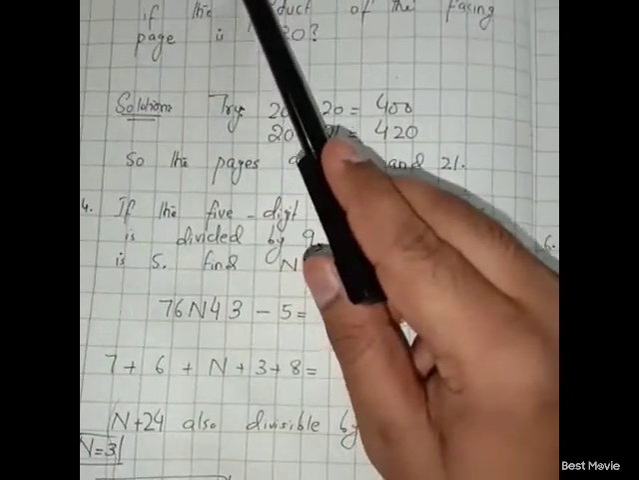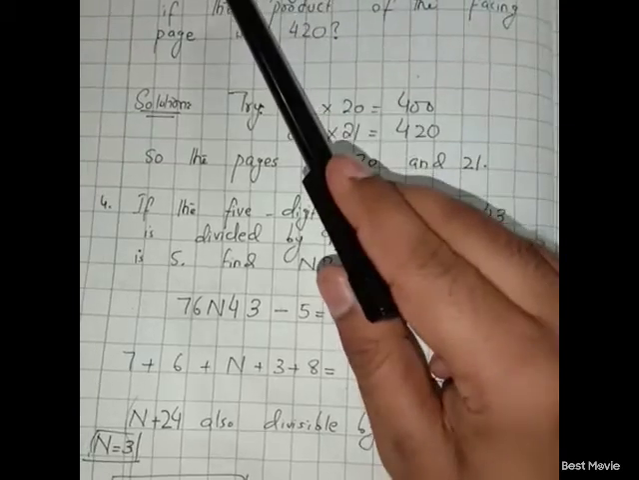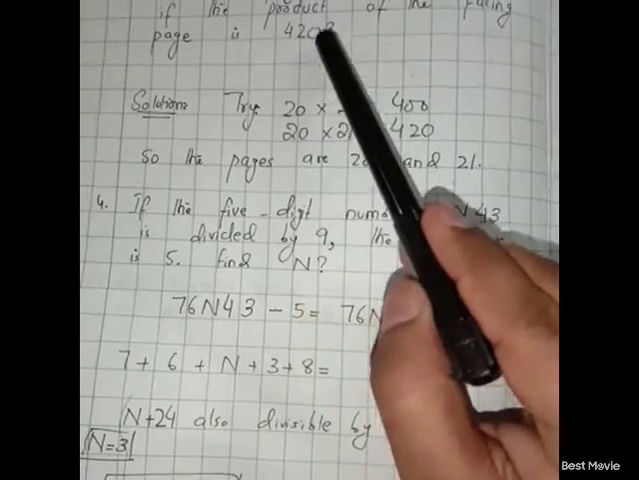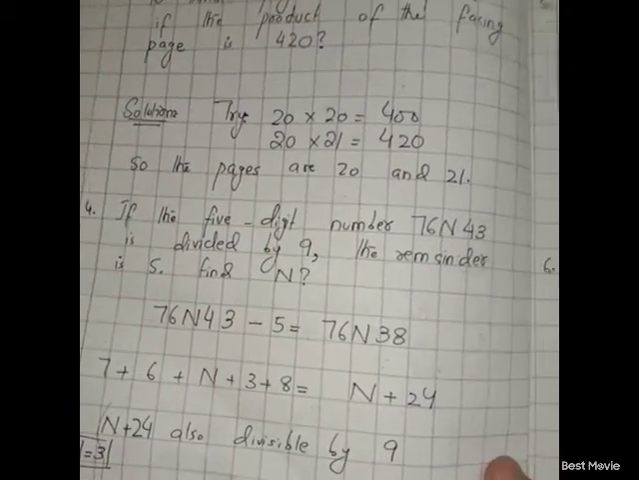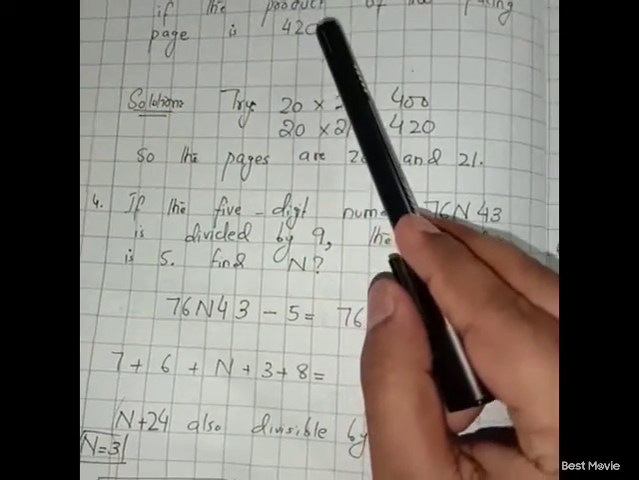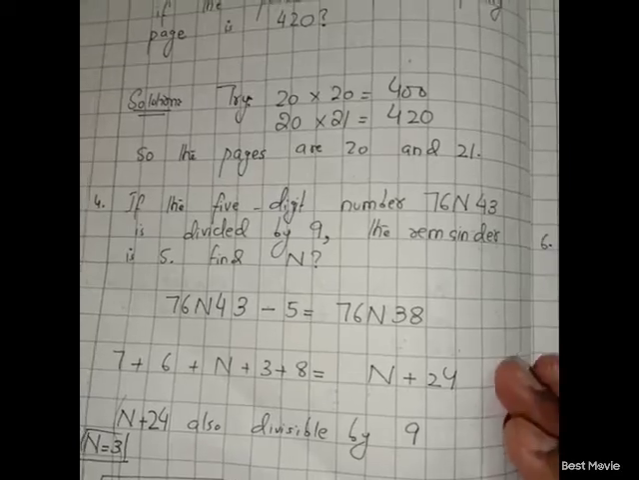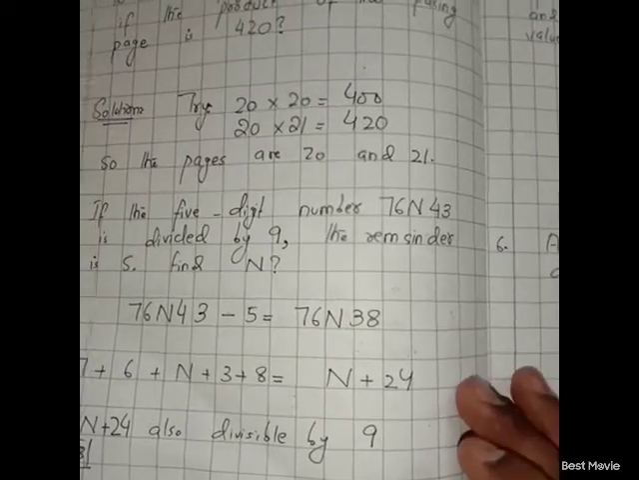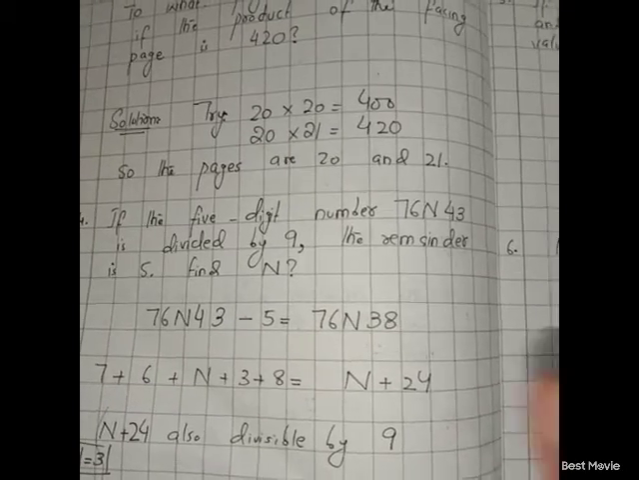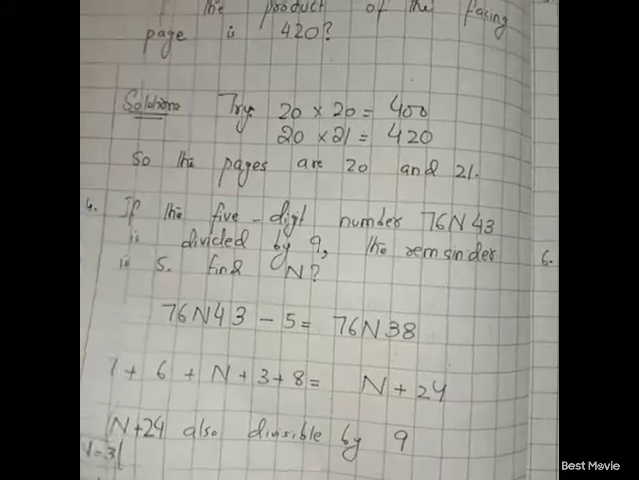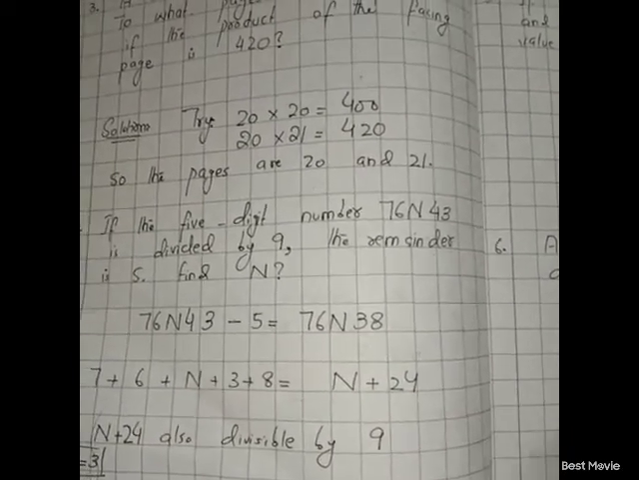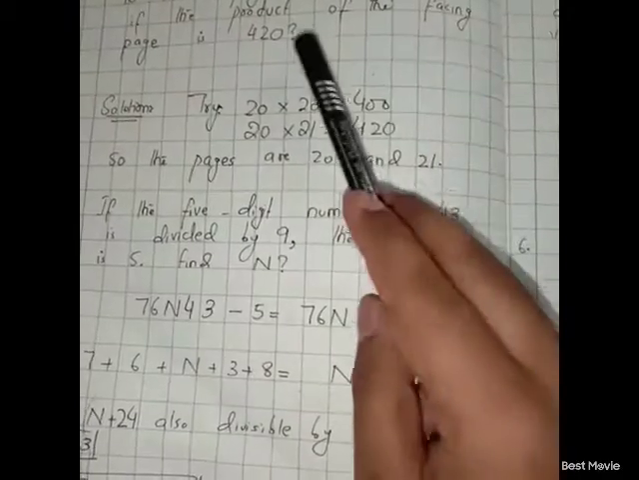The third question is, a textbook is opened at random. To what pages is it opened if the product of the facing pages is 420? Suppose the textbook is open, like here this notebook is open. So there will be two numbers. One is the page number of this page, and the other is the page number of the facing page. If we multiply both these numbers, the product will be 420.